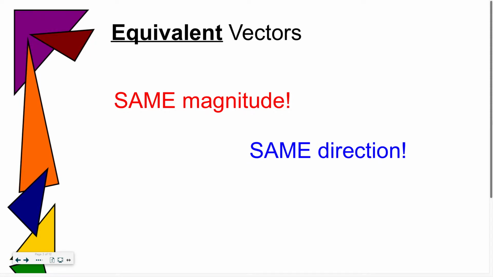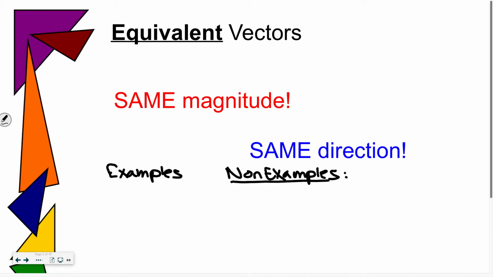Now, we have an example that we're going to put off to the side, so leave a little bit of space for that. But below same magnitude and same direction on your note sheet, if you want to do some examples and some non-examples, you could draw out a few of those real quick. Okay, so an example of equivalent vectors.